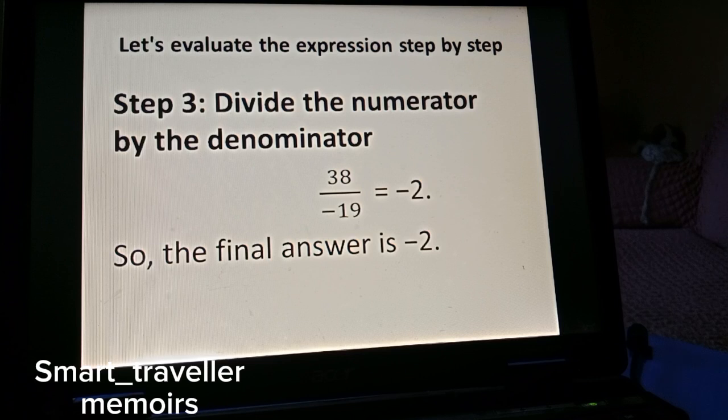Step 3, divide the numerator by the denominator. 38 over negative 19 gives you negative 2, because when you divide two numbers and they have different signs, the answer is always negative, and so the final answer is negative 2.